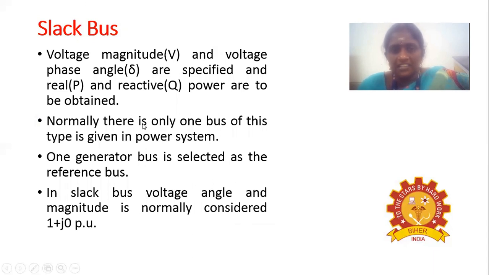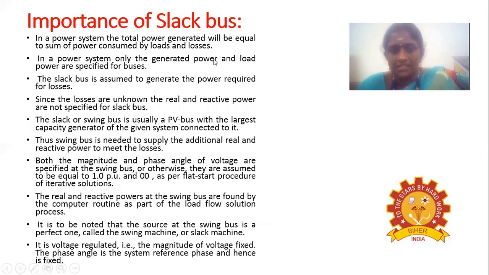Why is one of the generators considered as a slack bus? Usually in a power system network, the total power generated will be equal to the sum of the power consumed by the loads and the losses. For example, if the generator generates 50 megawatt, in that 45 megawatt will be taken by the loads. So the remaining 5 megawatt is wasted as losses. But in a power system network, only the generated power and load power are specified. So the losses will not be specified.